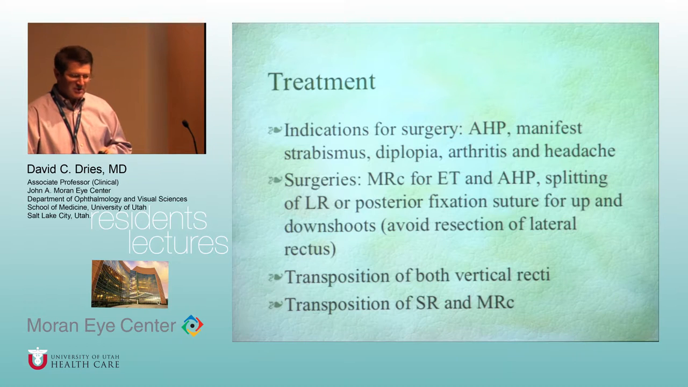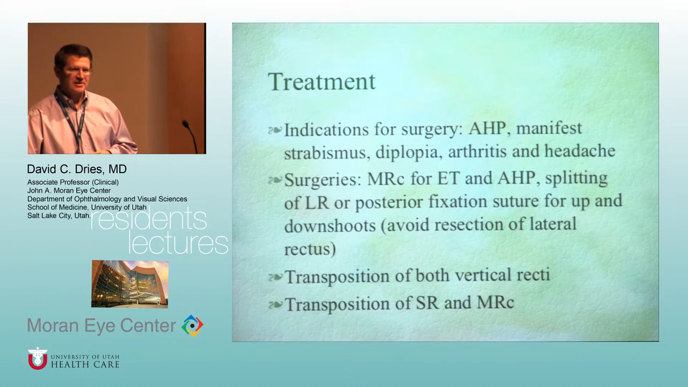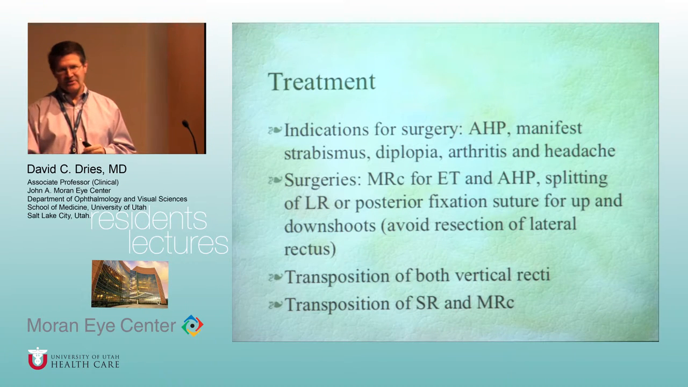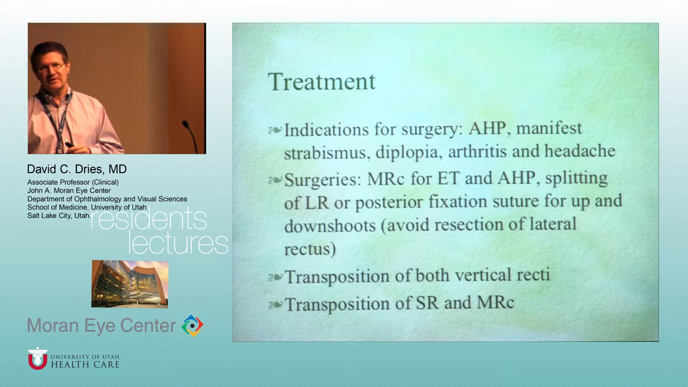And the surgeries for this, generally recessing restricted muscles, is the way to go to help with the abnormal head position. So for example, a type 1 Duane syndrome with an esotropic eye, recessing the medial rectus will help midline the eye. It's not going to help the eye abduct at all. And in fact, the price of doing that surgery is poorer adduction than you had preoperatively, but the eye's midline and the head's straight. So you prevent the arthritis and facial asymmetry.